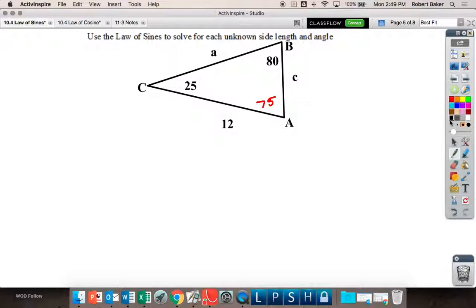So I would prefer to have a ratio that is completely filled out. And what is the only ratio that has all the parts to it? B. The sine of 80 over 12 is equal to, pick a letter, A or C. The sine of 75 over little a. So can you jump immediately to what we're going to solve, or do you need to do the cross multiply steps?